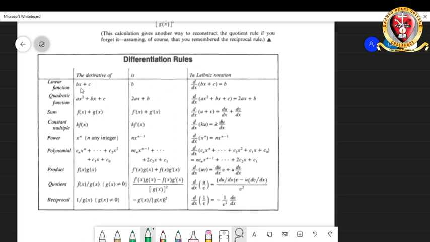The derivative of bx plus c is equal to b. The derivative of ax square plus bx plus c is equal to 2ax plus b. D by dx of u plus v will be the derivative of u plus the derivative of v. D by dx of k into u will be k into the derivative of u. D by dx of x raised to n is equal to n into x raised to n minus 1. D by dx of the polynomial sitting here is equal to n cn x raised to n minus 1 plus etc.